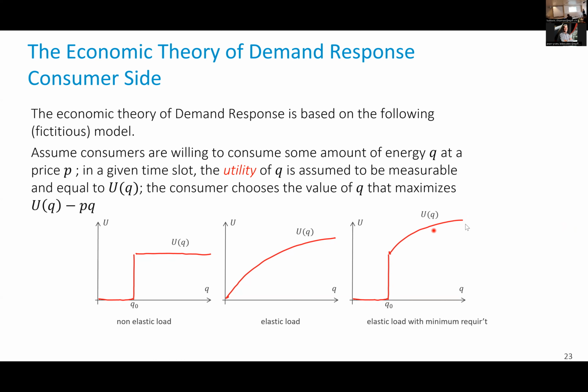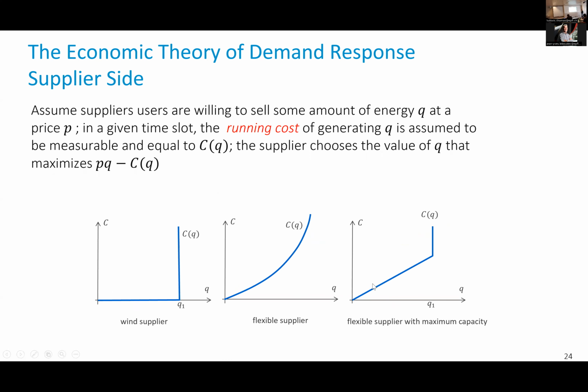Flexibility comes, for example, from all the things we've discussed. You can switch off your heating system for a few minutes or even a few hours. So if you get less now, you're less happy, but that's not the end of the day. But there's a minimum that you need to let your non-elastic appliances work.